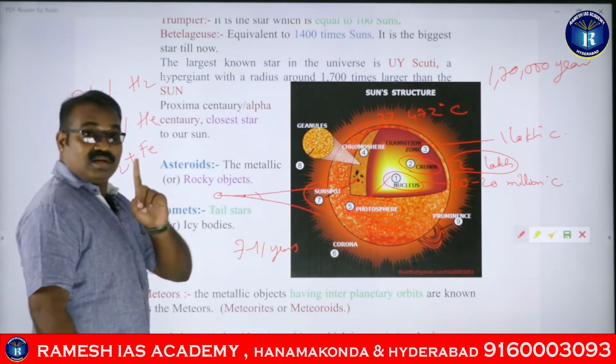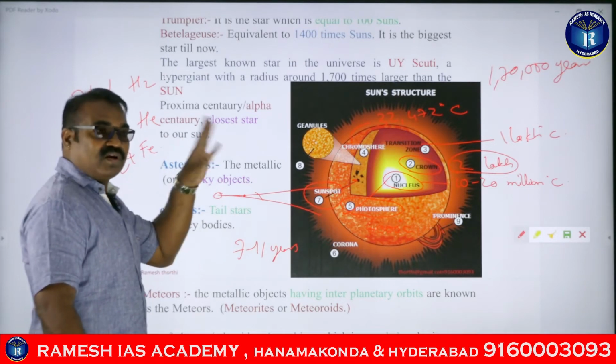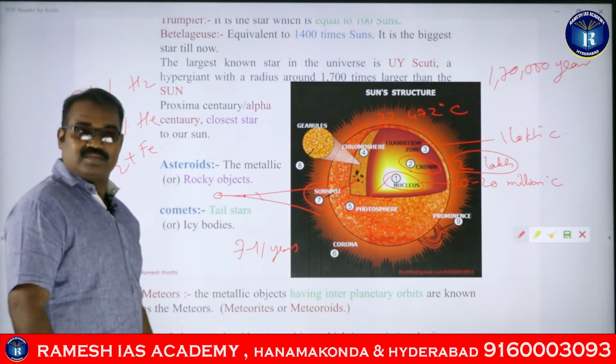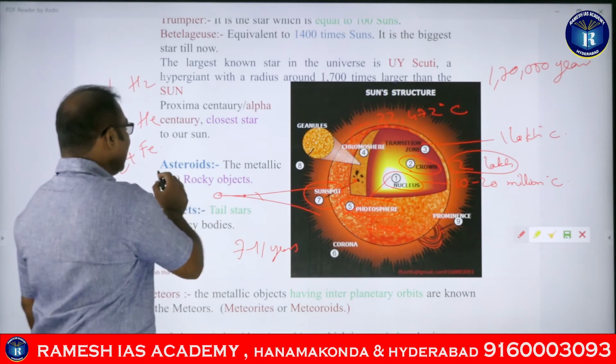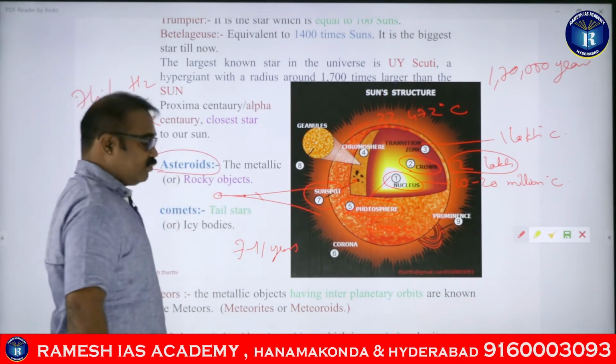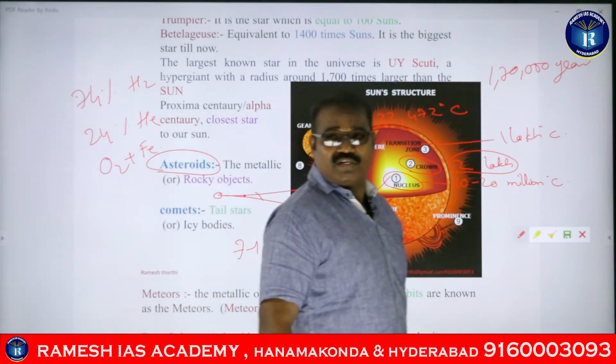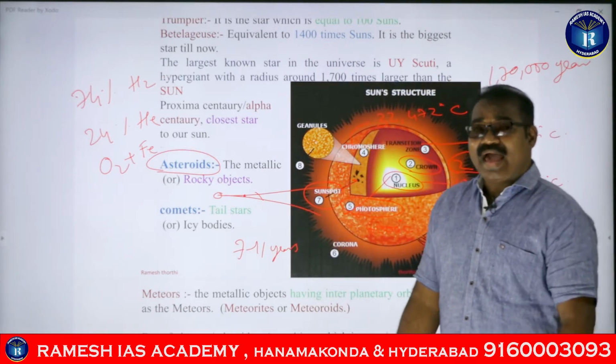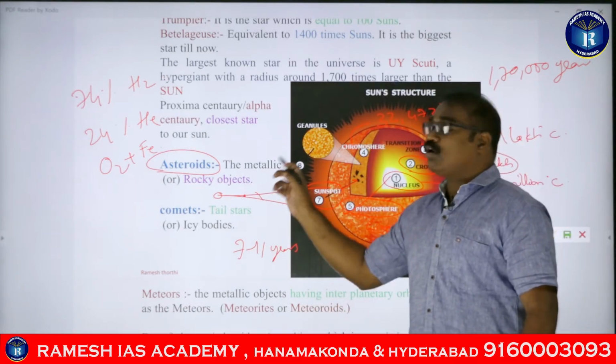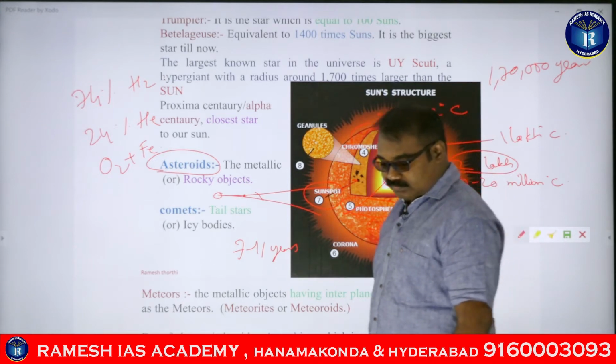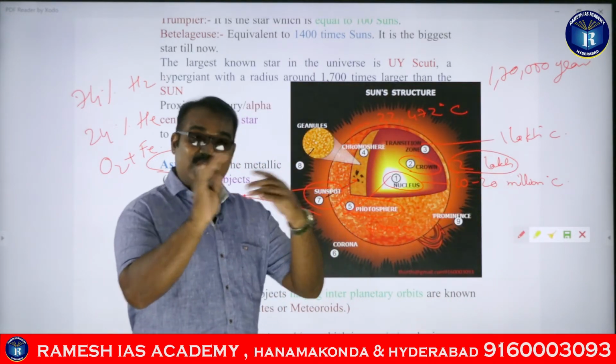The number one, the father figure of our solar system. Then we will be talking about the asteroids. What are asteroids? Asteroids are rocky or metallic objects having varying shapes and sizes.